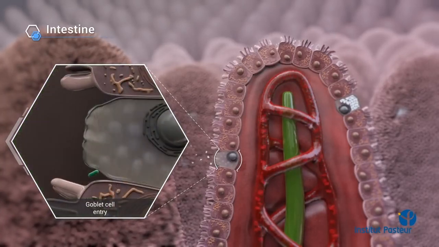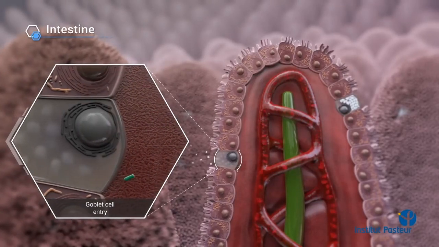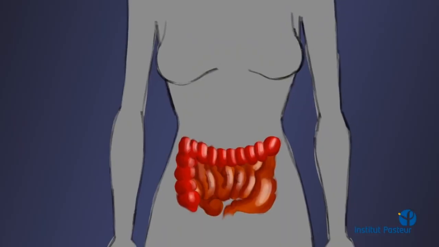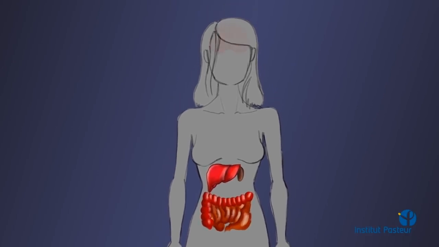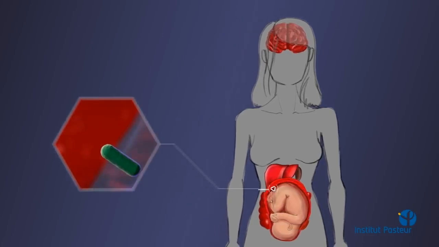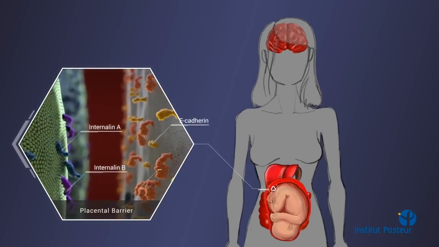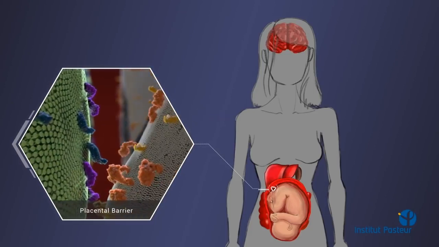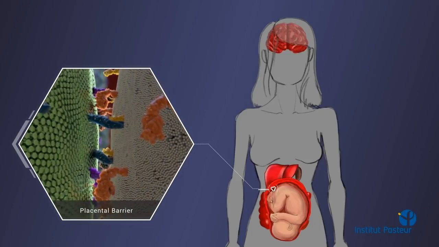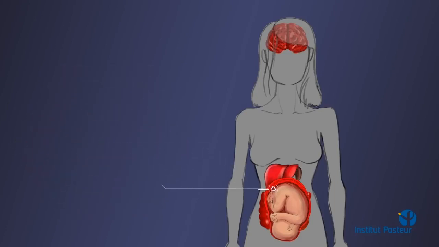After binding to the cell, the bacterium is internalized, rapidly transcytosed, and released in the lamina propria and into the bloodstream. The bacteria then spread to the liver and spleen. It is also possible for Listeria to cross the blood-brain barrier and the placental barrier. At the syncytiotrophoblast, the bacterium binds to two surface receptors, E-cadherin and c-Met, via two surface proteins, internalin and internalin B respectively, allowing traversal of the placental barrier and infection of the otherwise protected fetus.